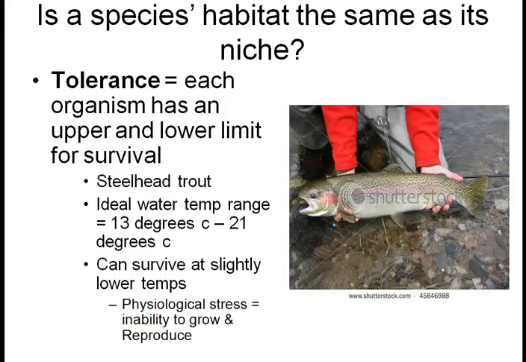We also have to take into consideration the tolerance levels. Each organism has an upper and lower limit for survival. And so here's the trout. They ideally live at about 13 degrees centigrade, but they can go as high as 21 degrees centigrade. They can survive slightly lower temps, but they don't do too well if it gets too hot. We humans have a pretty big tolerance, mostly because we can add clothes and change our behaviors to deal with the heat or the cold. Other things will have very tiny tolerance levels, and they can only go a couple degrees up or down.